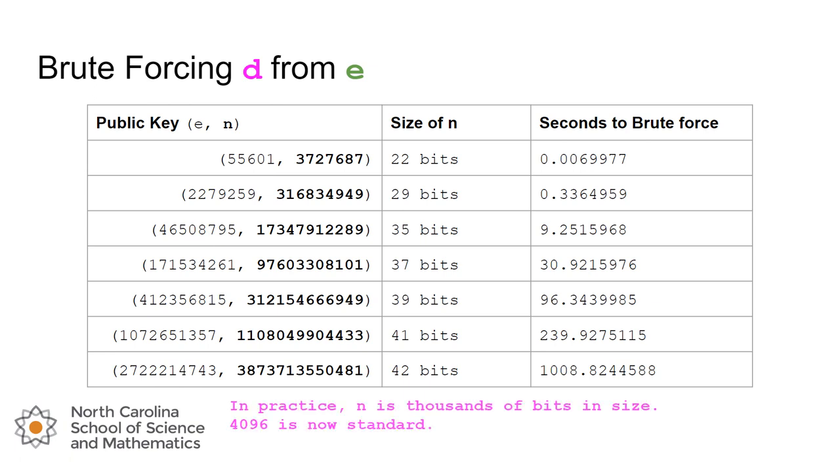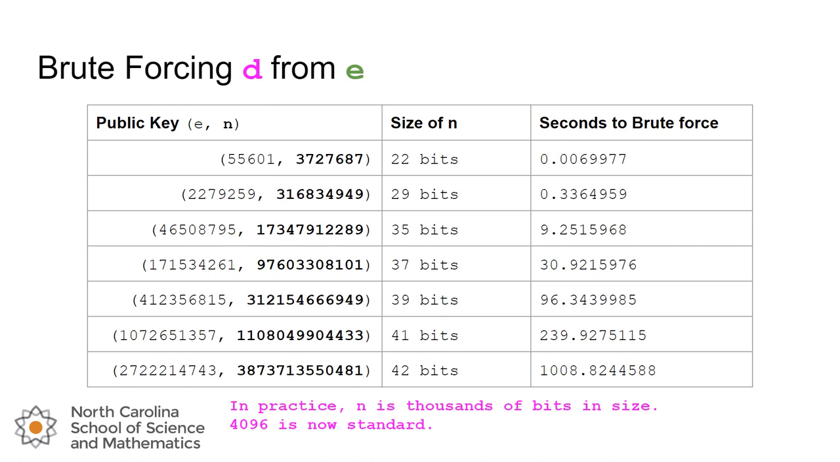And in practice, n is thousands of bits in size, and 4096 is becoming the new standard at this point in time for public key encryption. And so you can kind of scale this out and realize we're talking hundreds of years of time, maybe thousands of years of computation time to actually brute force a public key with this system. So why don't we use it?